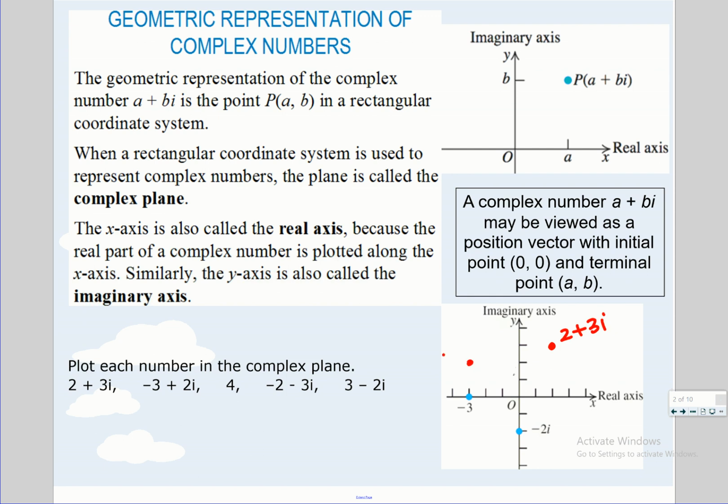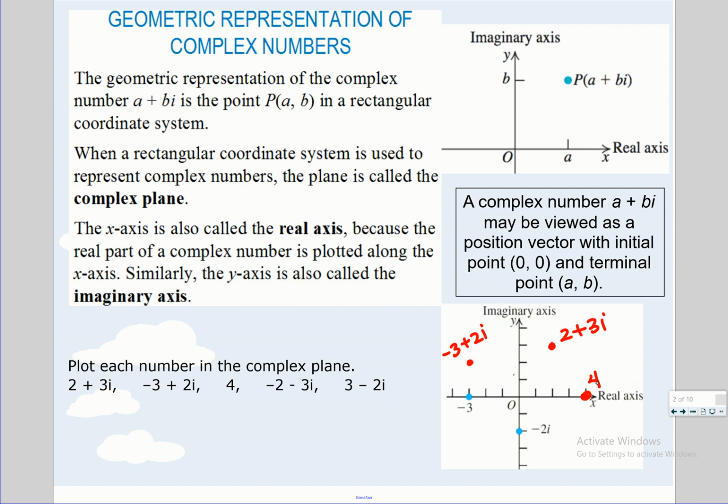Left 3, up 2. Okay. How would I graph 4 on this axis? Just 4 to the right. So if you just have a real number, it's on the real axis. Or if you just have an i term, it's going to be on the imaginary axis. Like you can see negative 2i's graph there.